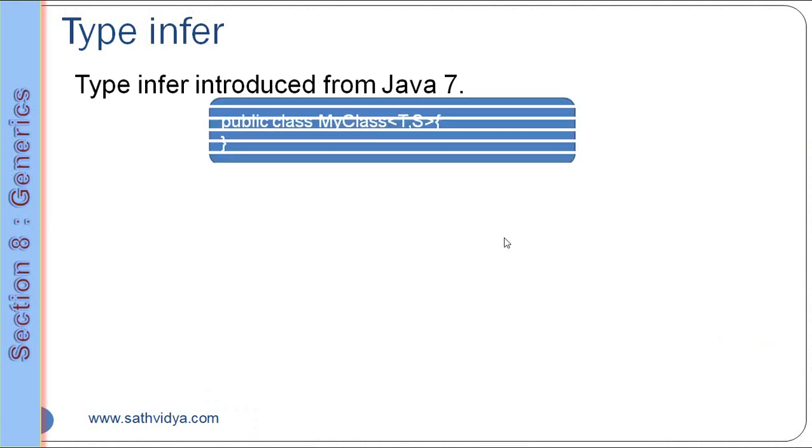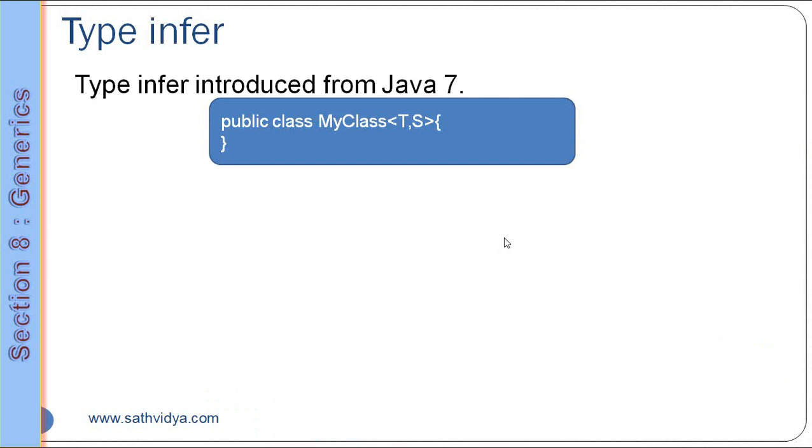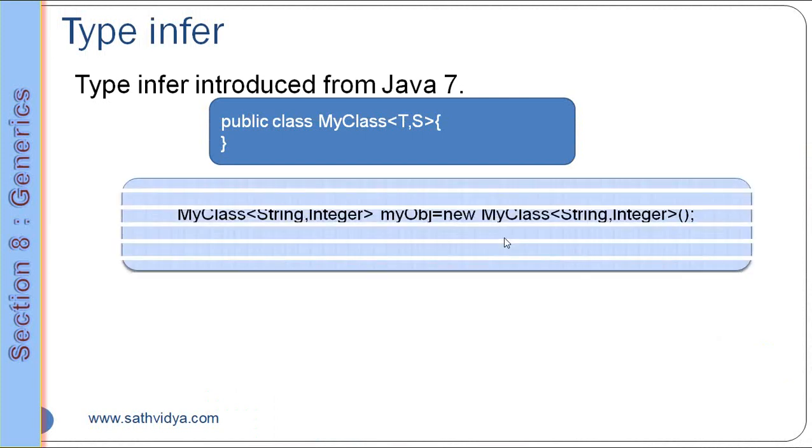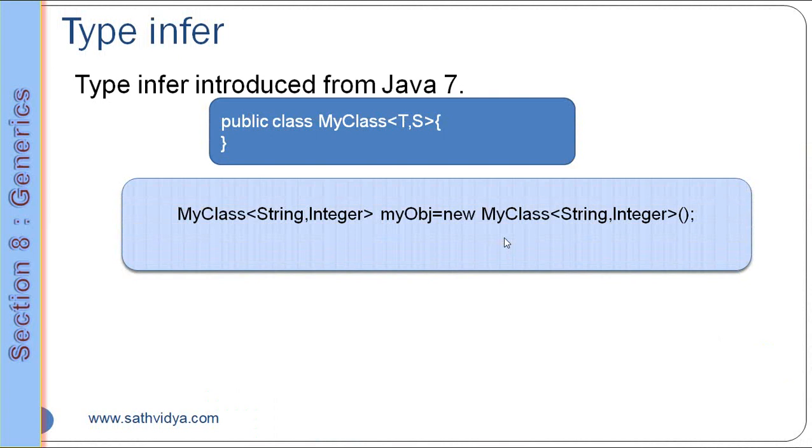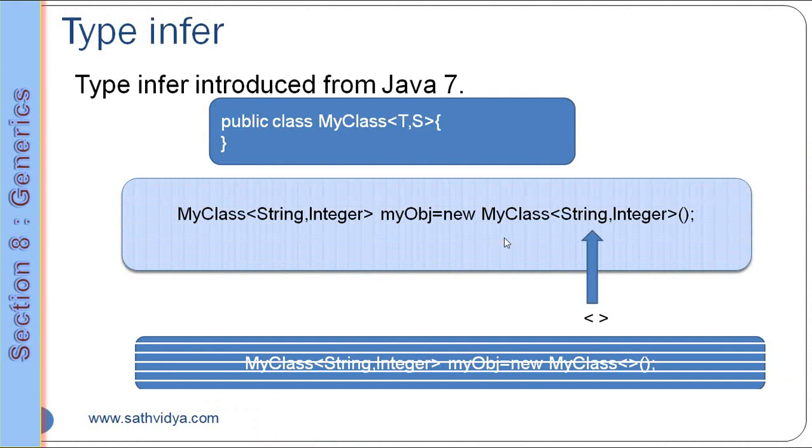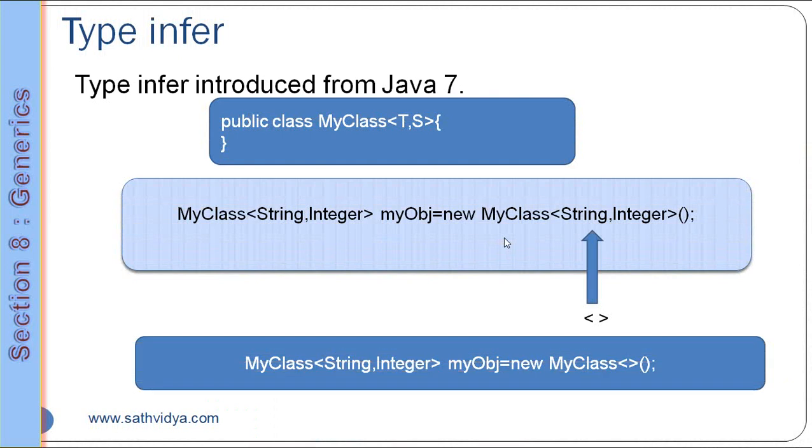For example, look at this class. We have a class like MyClass with two generic parameters T and S, and while creating the object we are going to pass the types like arguments. What type inference will do is replace this whole part with this keyword. We can rewrite the above statement like this, and both act the same.